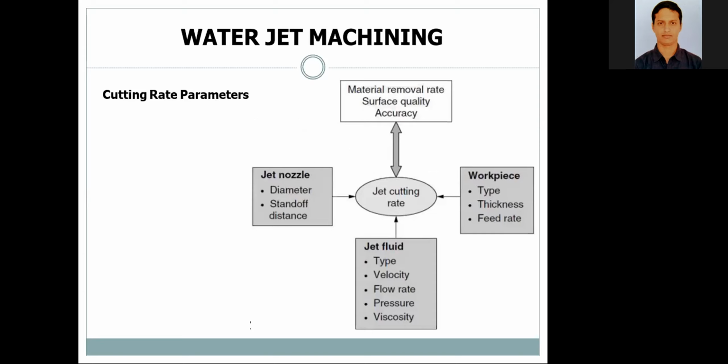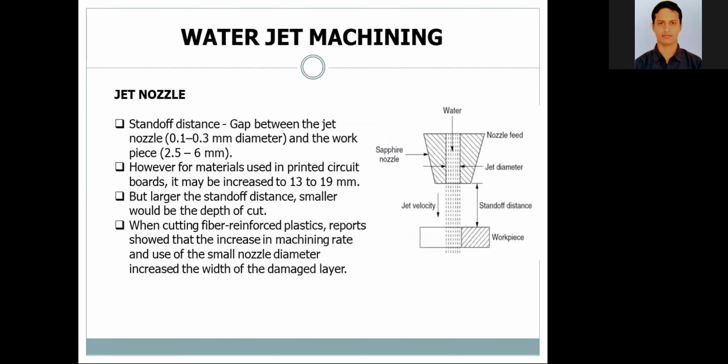The water jet cutting rate parameters. The water jet nozzle has to travel at a certain speed in different directions, two directional or multi-directional. This depends on the quality of the nozzle, the type of jet fluid, and the workpiece properties. For the jet nozzle, there are a few properties or parameters to be taken care of.